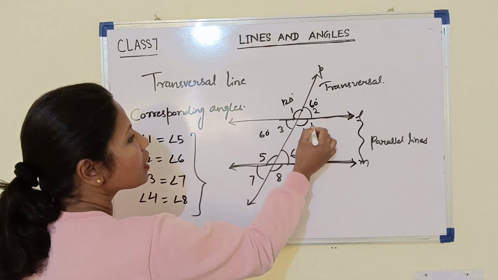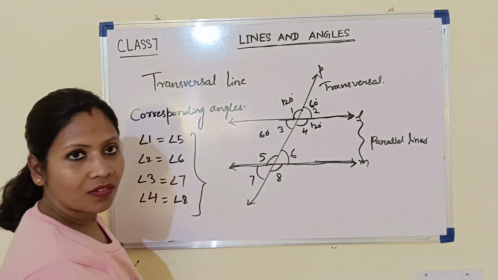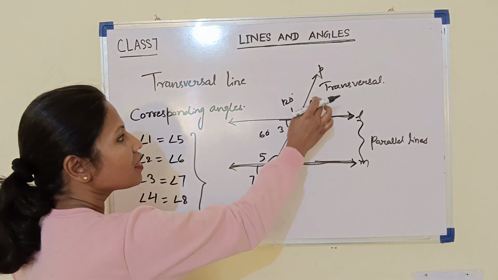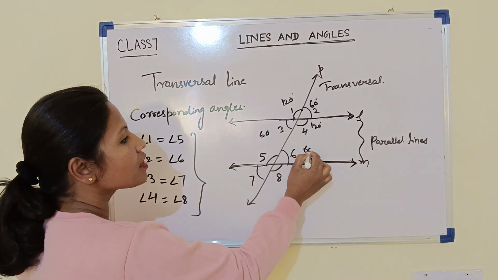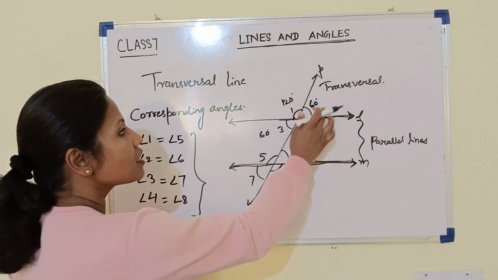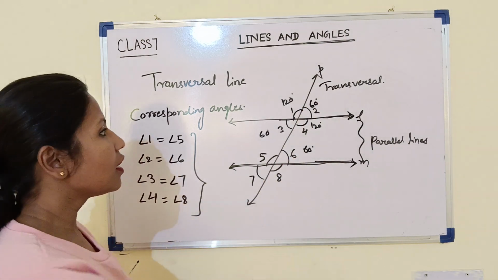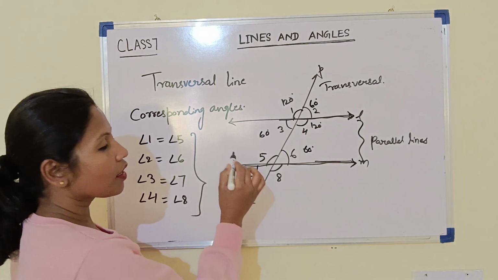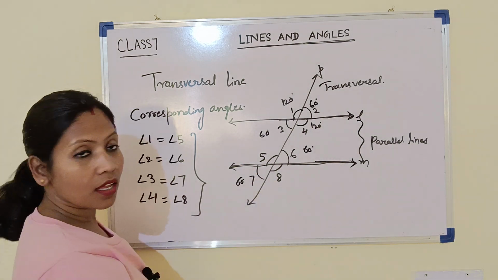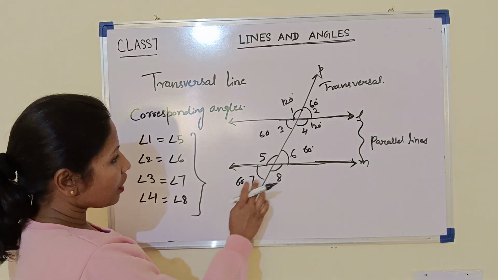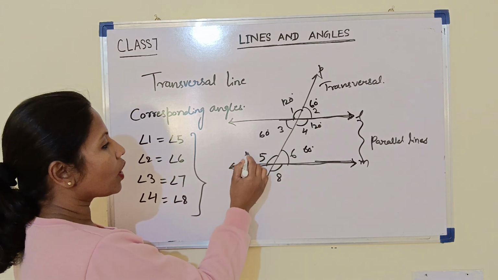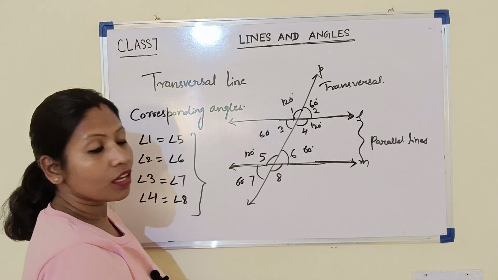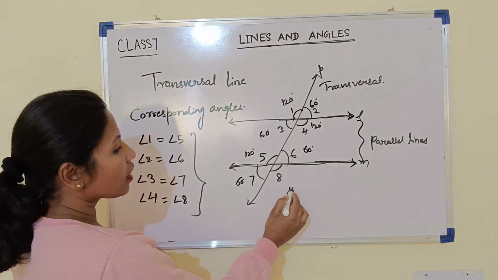If this is 120 degree, this will be 120 degree. Why? Because vertically opposite angle. This is 60 degree, so this will be 60 degree. Why? Because this and this are corresponding angles. So if this is corresponding angle, this is 60 degree, then this will be 60 degree. Why? Because of vertically opposite angle. If this is 60 degree, then this will be 120 degree. Why? Linear pair, or you can say this is corresponding angle. So this is corresponding angle.